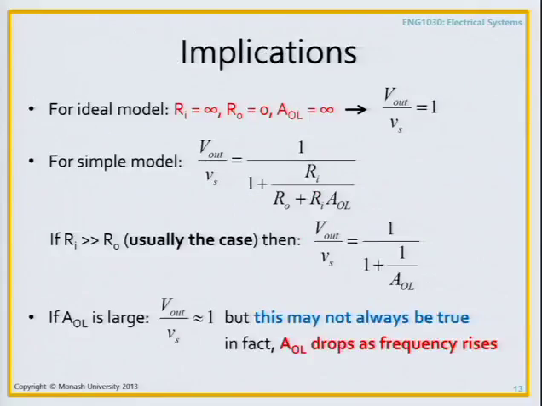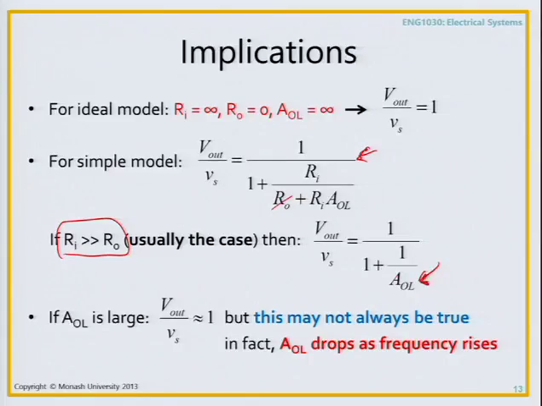Okay, so what are the implications of this? Well, if RI is much greater than RO, so from this equation, if you assume this is the case, RI is much larger than RO, which is usually the case, then this drops out because that's much smaller than RI, and this sort of becomes 1 over AOL, and AOL becomes the key parameter.